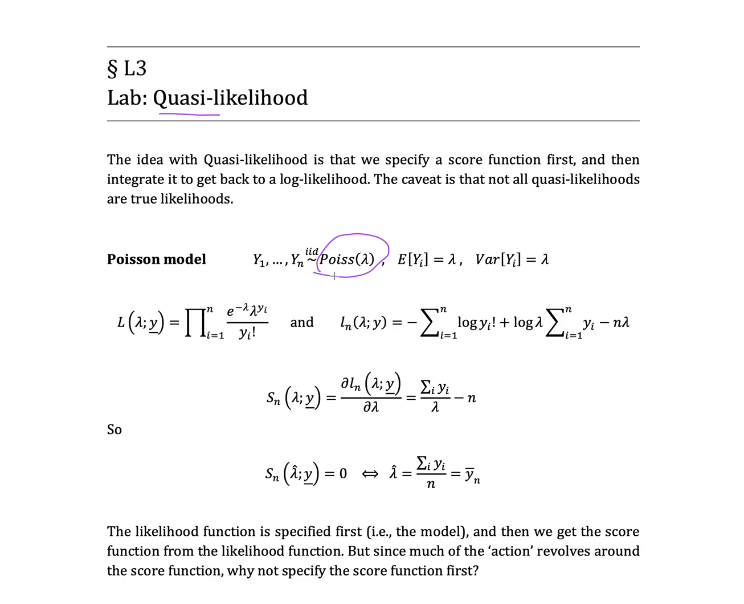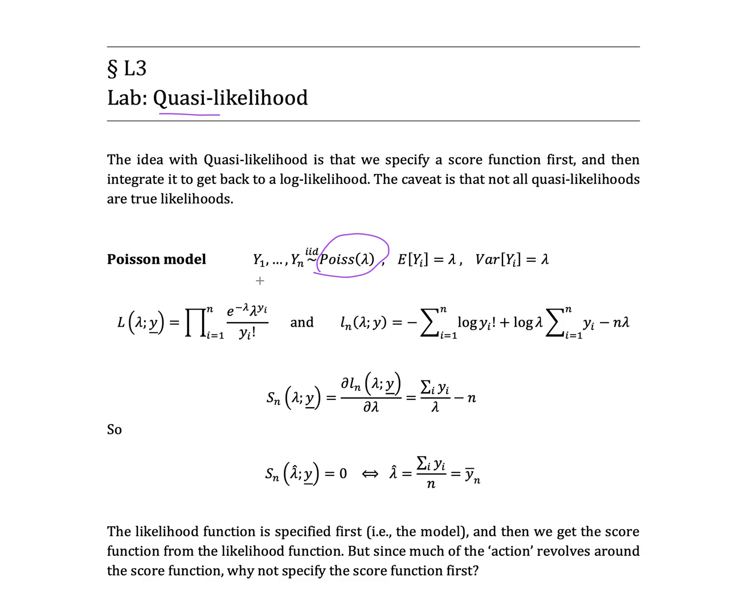So we're going to explore the idea of actually doing this in reverse: specifying the score function, integrating it, and then exponentiating it to get a likelihood. This is quite possible, but the caveat is that not all quasi-likelihoods are true likelihoods. And we'll see this as we go through.